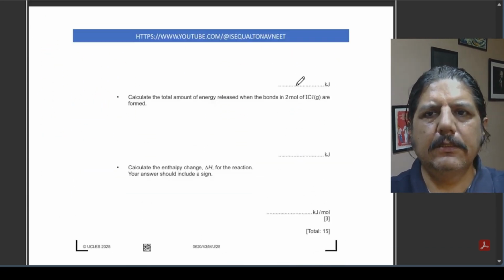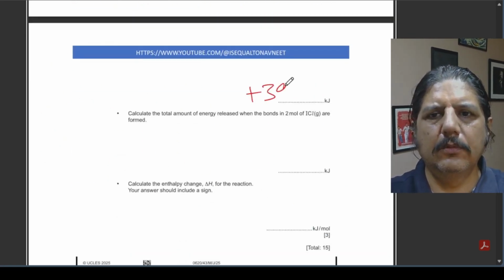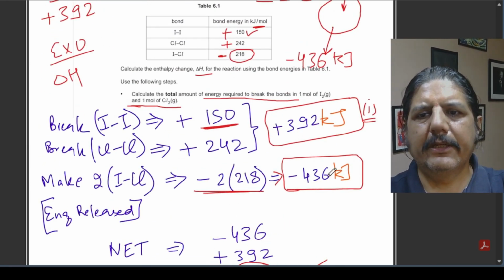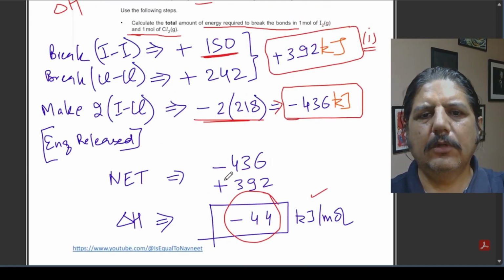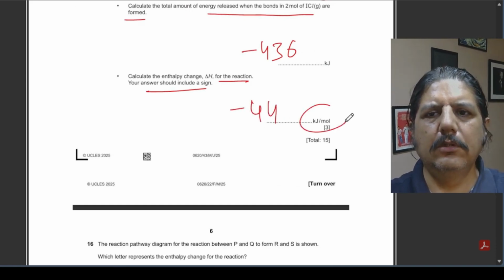Then they are asking for the total amount of energy released when bonds are formed. So the energy which is released is minus 436 kilojoule. Calculate the enthalpy change for the reaction. Your answer should include the sign. So our answer would be minus 44 kilojoule per mole.